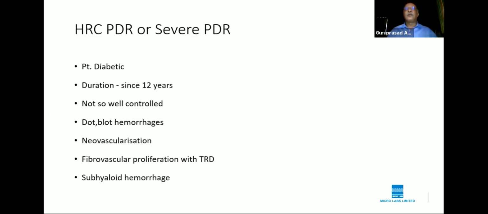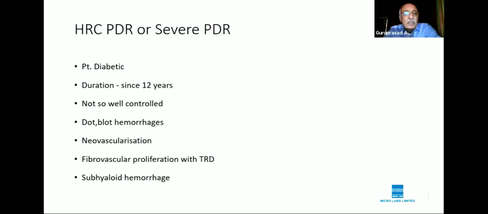So HRC PDR, or nowadays called severe PDR, because it is no longer high risk because of the availability of the technology and the instrumentation in the present day. We are able to tackle any PDR, however severe it might appear to be, and therefore high risk PDR is something that is not in vogue in the present day.